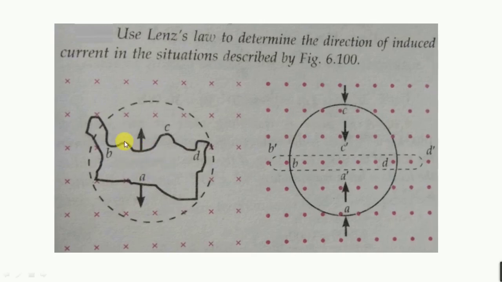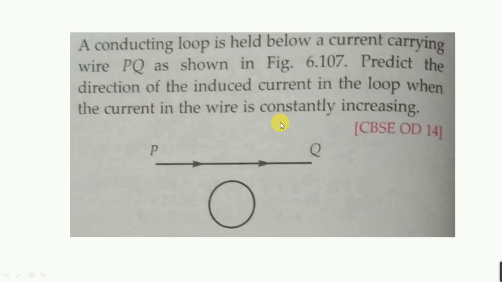Out here we are making this a perfect circle, so the magnetic flux is increasing. Out here we are making this circle small, so the magnetic flux is decreasing. And please take care of the direction of the magnetic field. Out here it is going into the plane, and out here it is coming out of the plane. Now you can try this question.